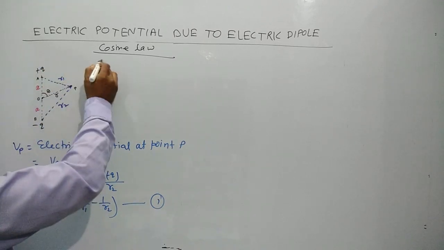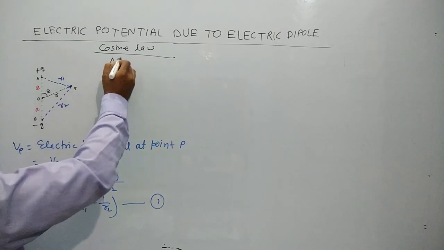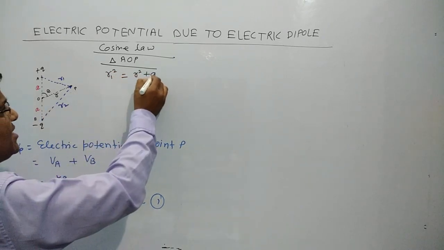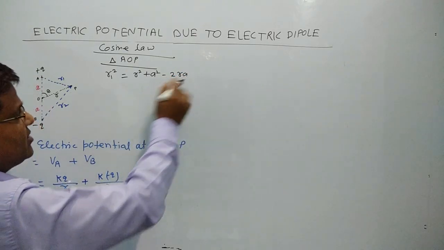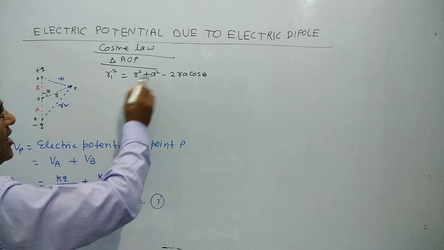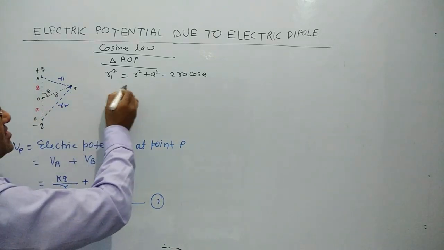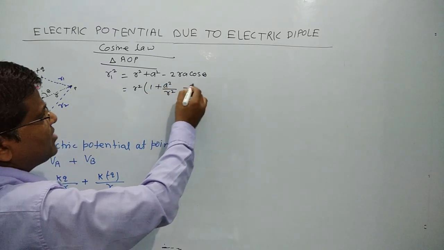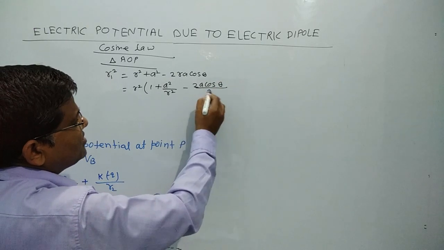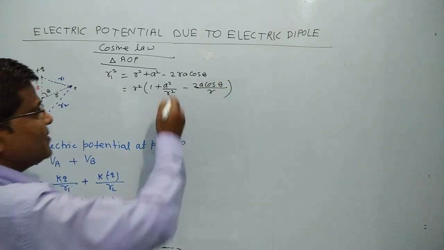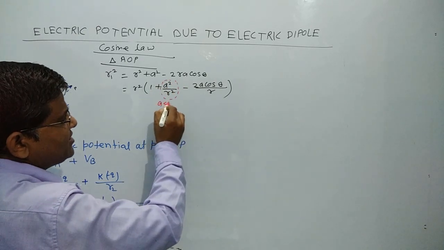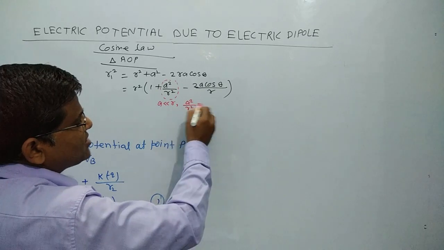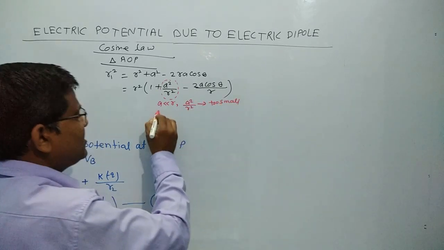This is the distance AP. If I consider triangle AOP, then R1 square is equal to R square plus A square minus 2RA cos theta, where theta is the angle between the R and A sides. Taking R square common, it becomes 1 plus A square by R square minus 2A cos theta by R. Here A is less than R and tends to 0, so A square by R square is also very small and is neglected.